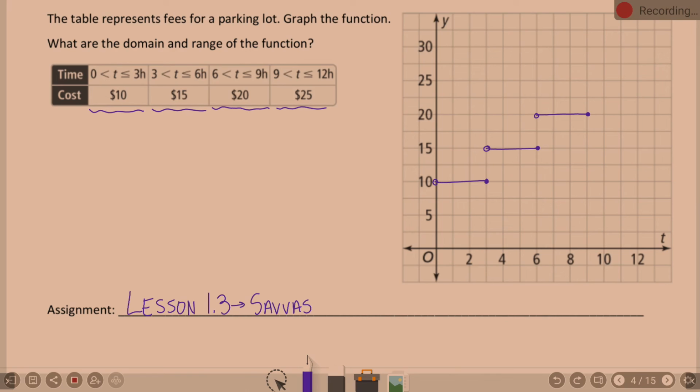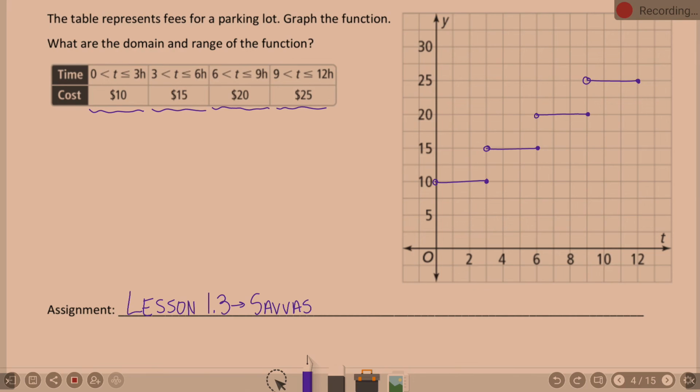$25. So at 9 hours, my price jumps. At 9 hours here, I was at 20. That was the end of one interval, but the beginning of the next interval is at 25 here. So from 9, I'm going to go over 10, 11, 12. And again, it's still the not equal to and then equal to. So it's still an open circle and then a filled in circle, yes?